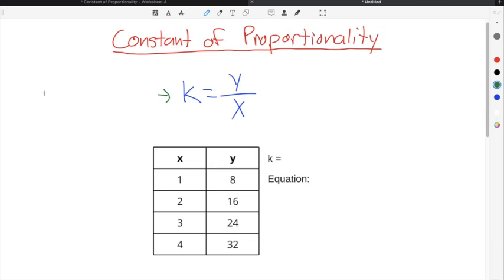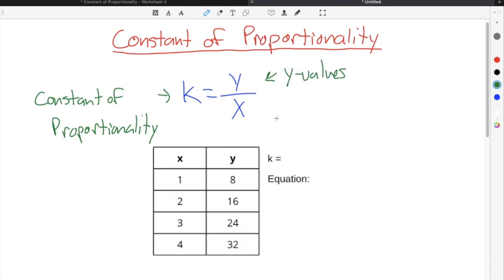K in this equation is the constant of proportionality. Y represents the y values, and x represents the x values. So we're trying to solve for k because k is the constant of proportionality. In order to figure out k, you take the y value from the y column and divide it by the x value from the x column. So we know our formula is k equals y divided by x.